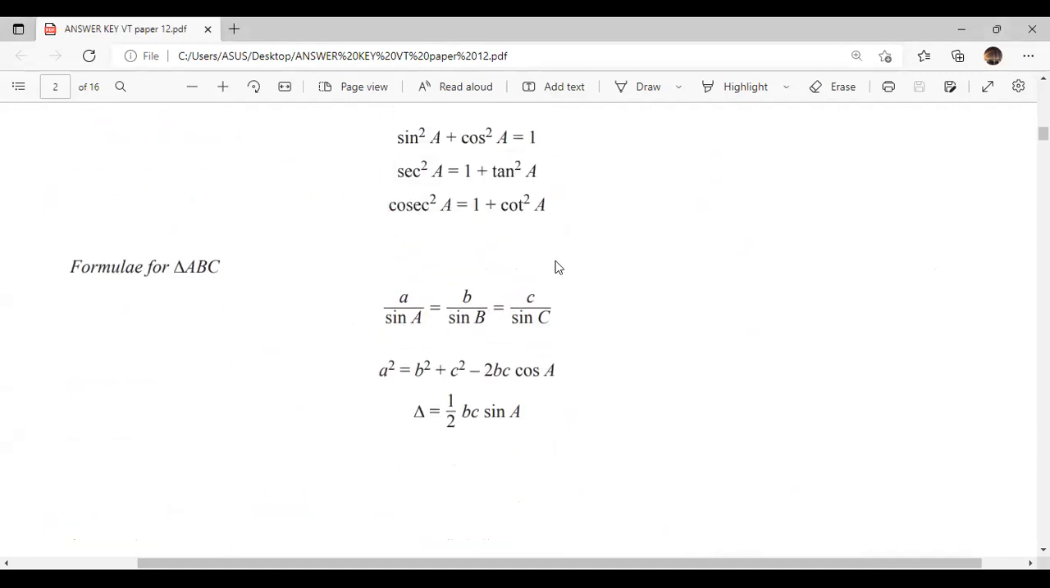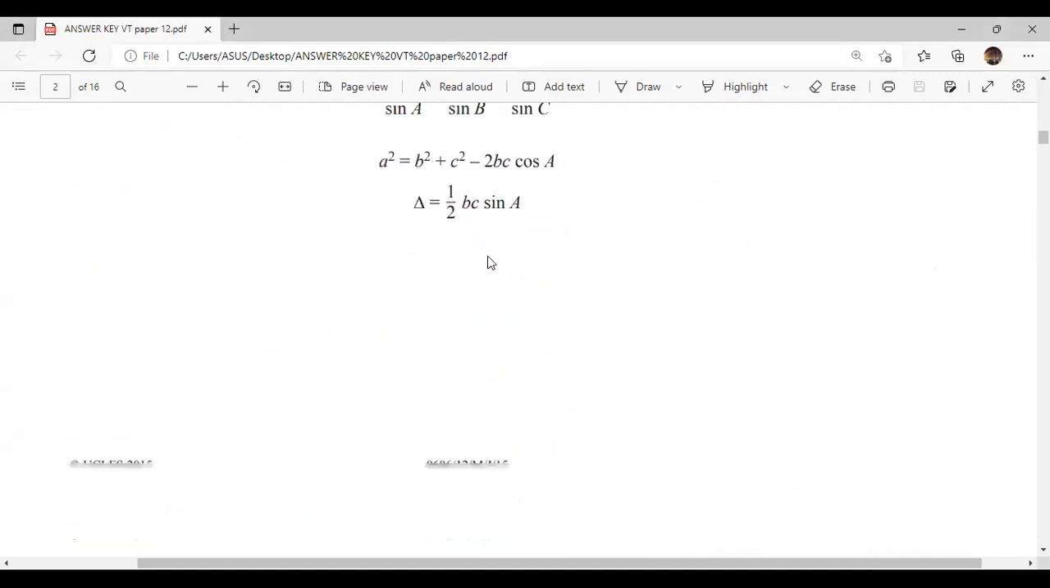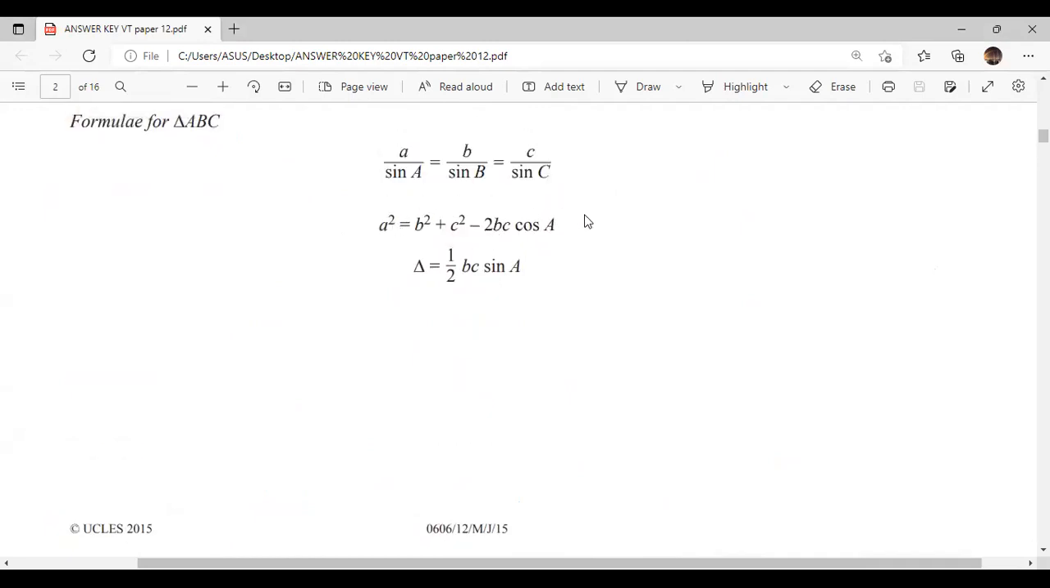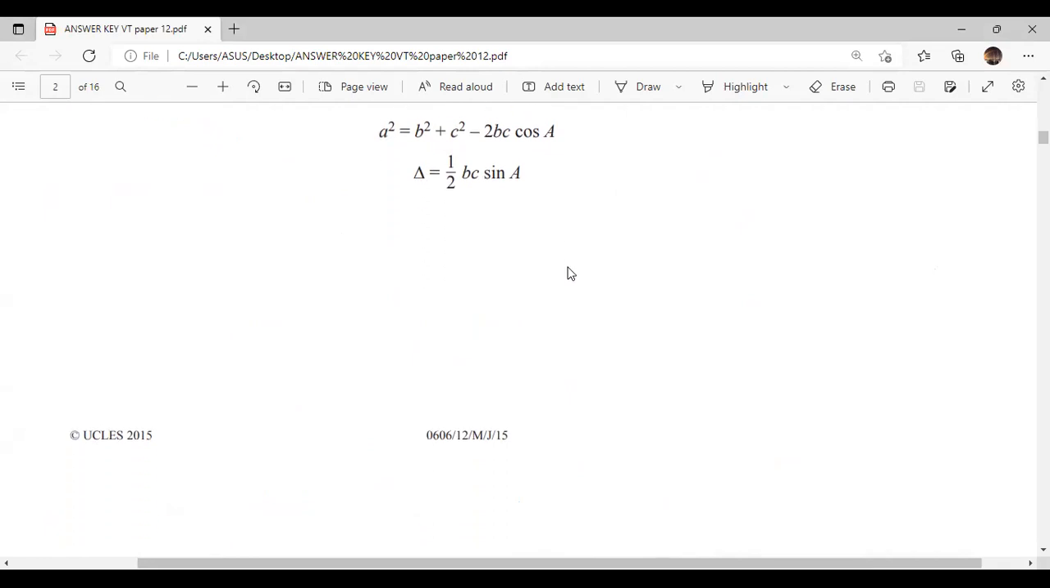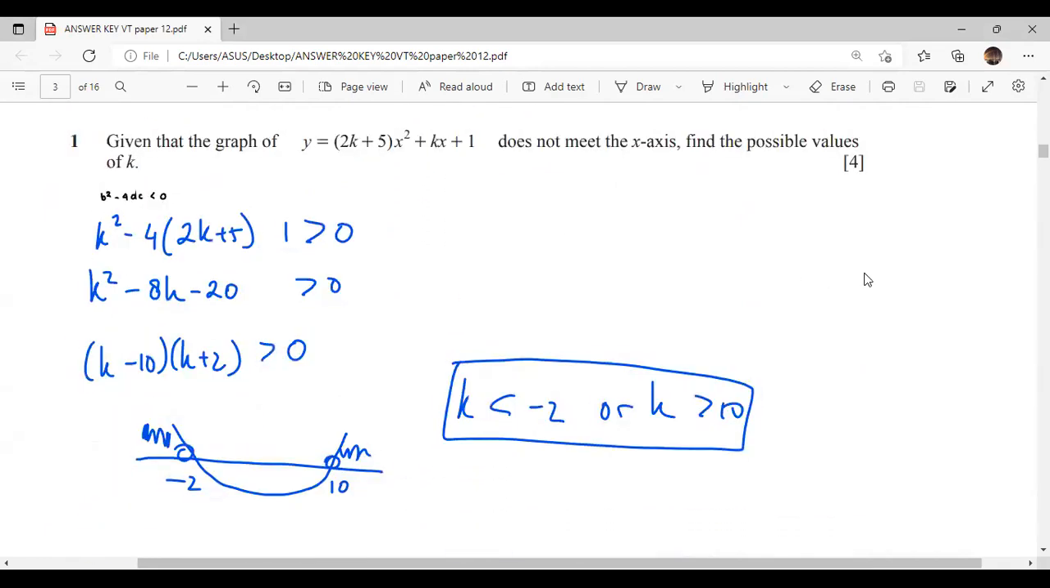And the formulas for a scalene triangle use the sine rule, cosine rule, and also the area rule. Okay, this is the area of a triangle. Now let's do this. Given that the graph of y equals (2k plus 5)x squared plus kx plus 1 does not meet the x-axis.